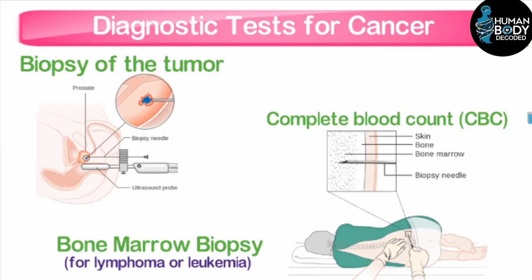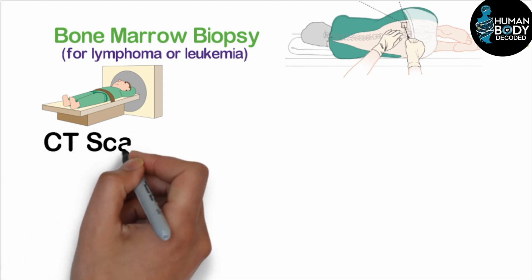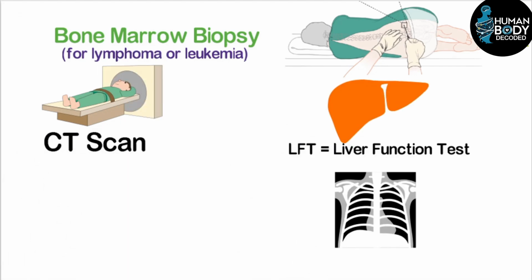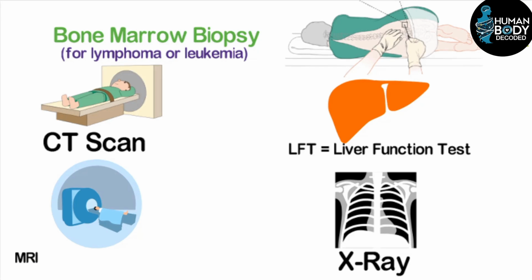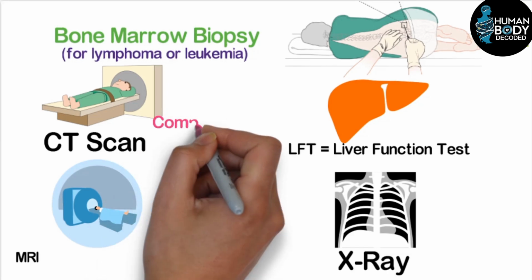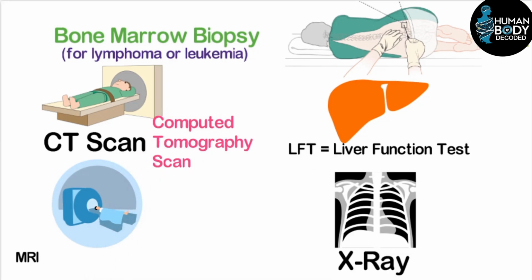Apart from this, we do CT scans, liver function tests, X-rays, MRI scans. So all these tests we do for confirmation of cancer. The full form of CT scan is computed tomography scan, and the full form of MRI scan is magnetic resonance imaging scan.